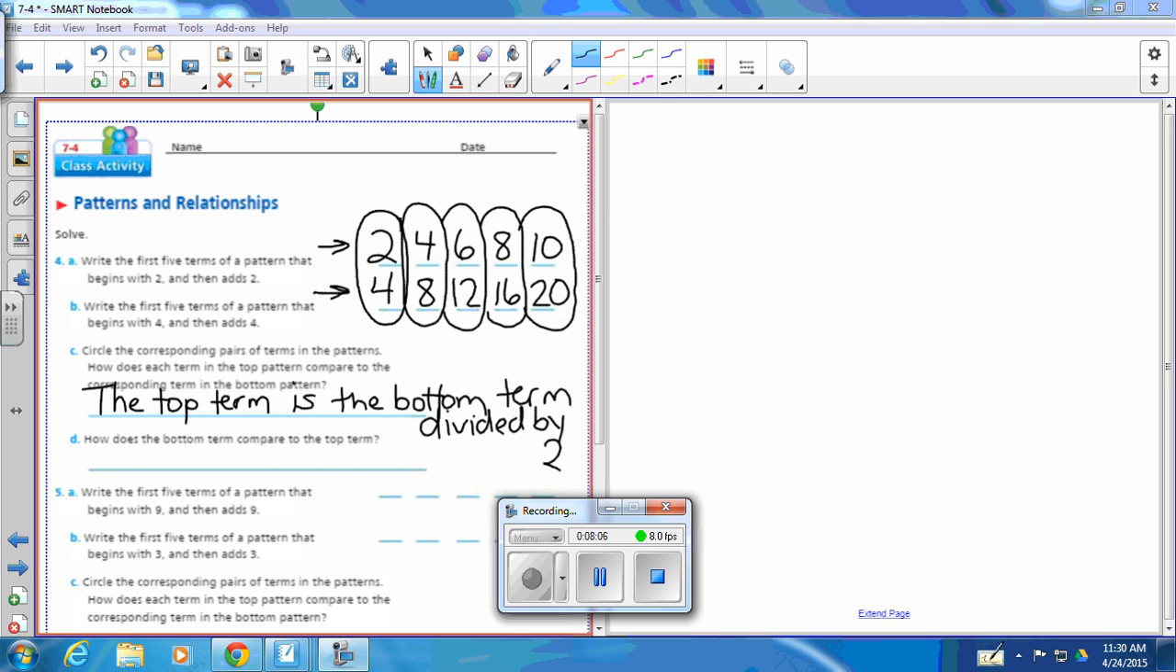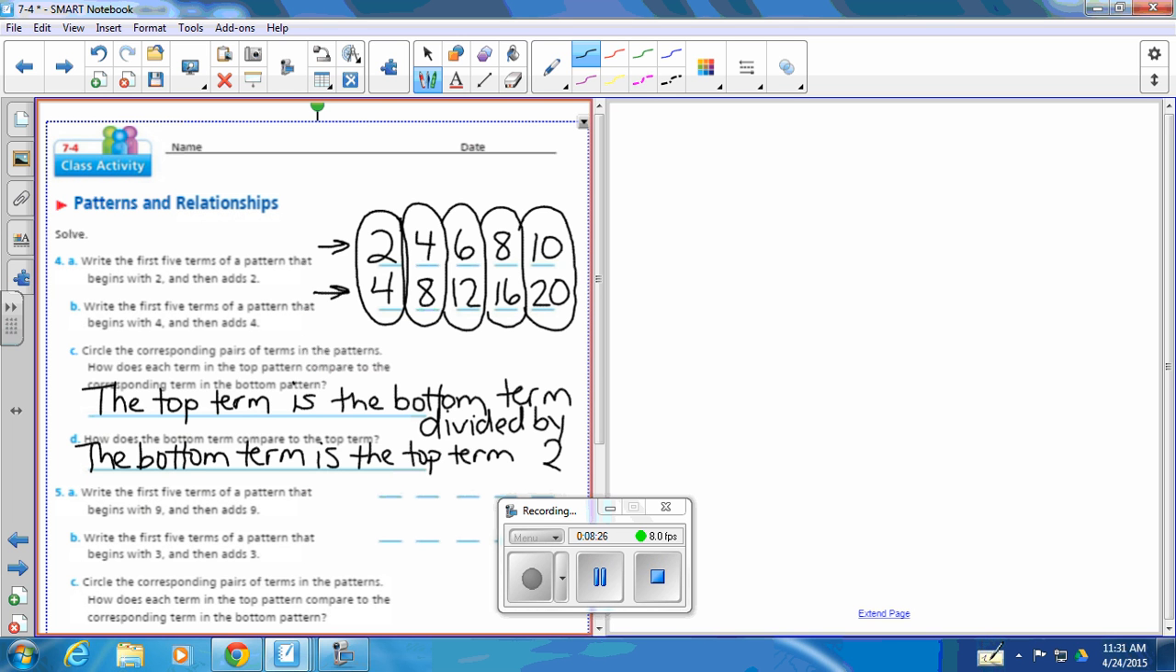For D, how does the bottom term compare to the top term? So here, this would be the opposite of that. The bottom term is the top term times 2. So the bottom term is the top term multiplied by 2. So that's looking at corresponding terms and comparing them and finding that relationship, which is one of our focuses for today. Another part of our focus was creating or generating and extending patterns and numbers. So let's look at that.